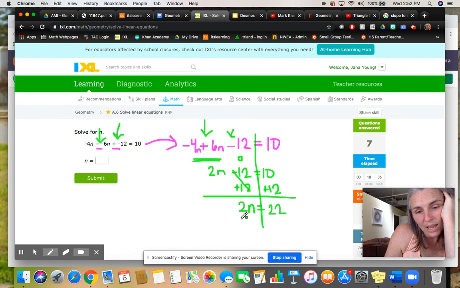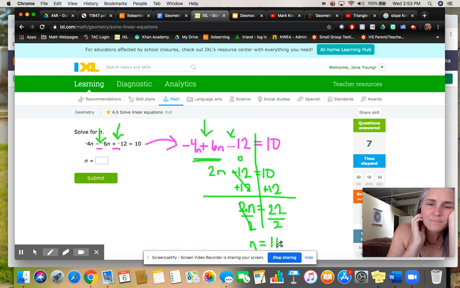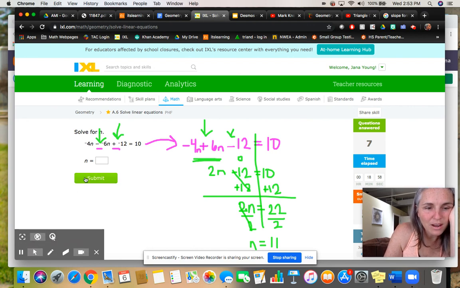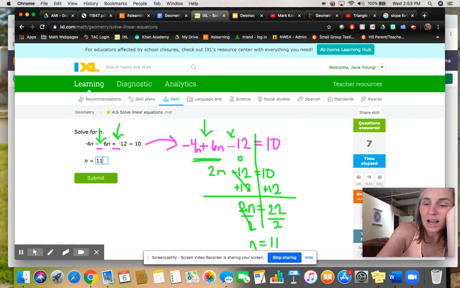And then 2 times n, divide by 2 for your inverse operation on both sides. 2 divided by 2 leaves me with 1n. And 22 divided by 2 is 11. I hope I did that right. We're gonna find out because I'm not checking it. Don't do this. You should check this, really.